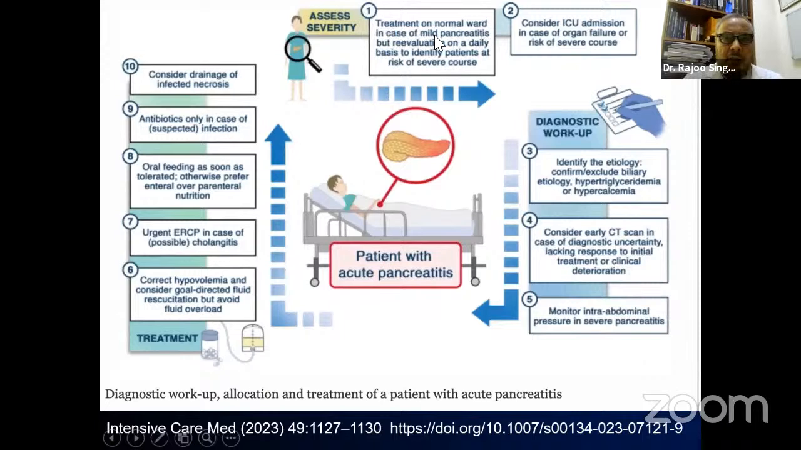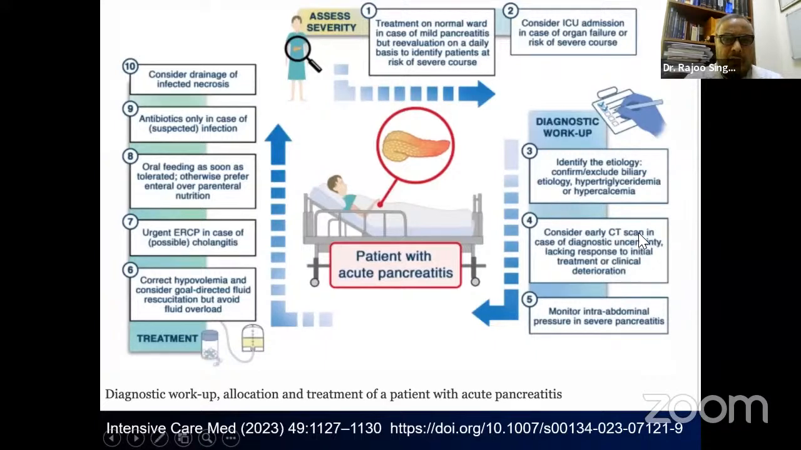Treatment on a normal ward in case of mild pancreatitis, and re-evaluation on a daily basis to identify patients at risk of a severe course. Mild pancreatitis can be easily managed. Consider ICU admission in case of organ failure. Then diagnostic workup, identify the etiology, confirm, exclude biliary etiology, hypertriglyceridemia, hypercalcemia. If there is hypercalcemia, do not use Ringer's lactate.